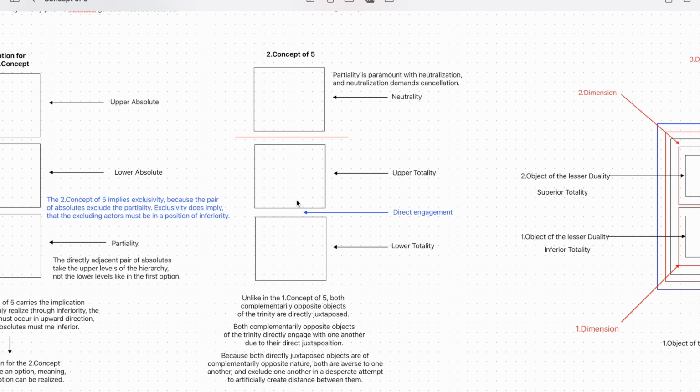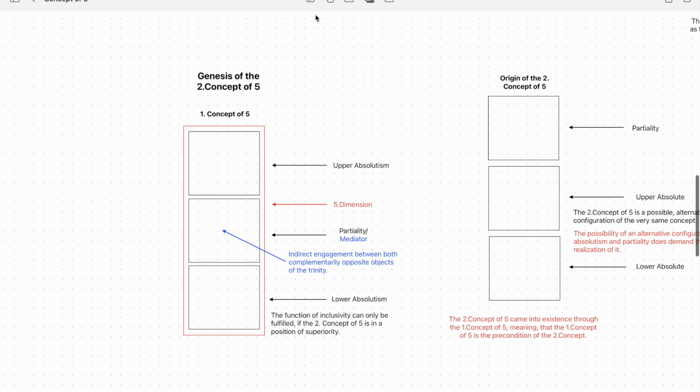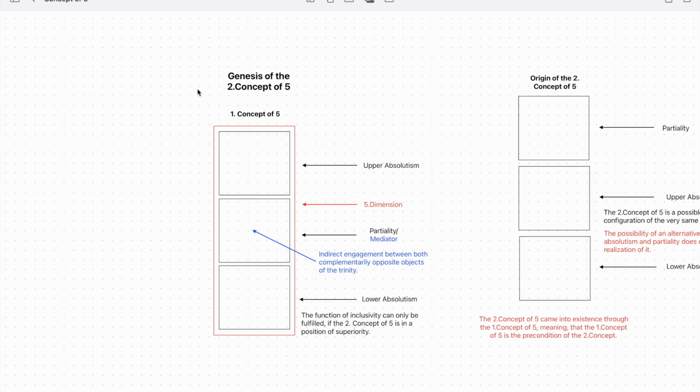The mutual aversion that occurs between the two inferior total objects is distinctive only to the second concept of 5. And as you can see here in the first concept of 5, no direct interaction between the upper absolutism and the inferior absolutism can take place because of the partial center object of the trinity in between. The partial center object of the trinity does allow only for an indirect engagement between both complementarily opposite objects of the trinity, and therefore serves as a mediator. Because both complementarily opposite objects of the trinity are not directly juxtaposed, they cannot be averse to one another.